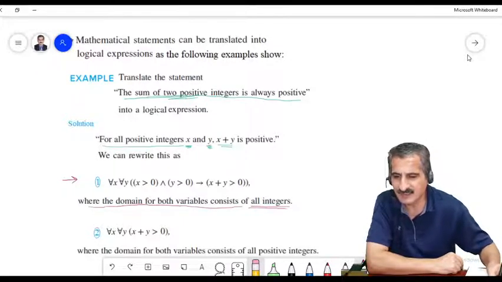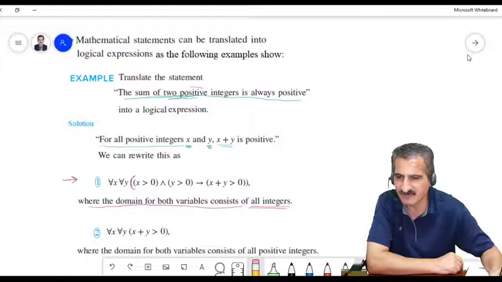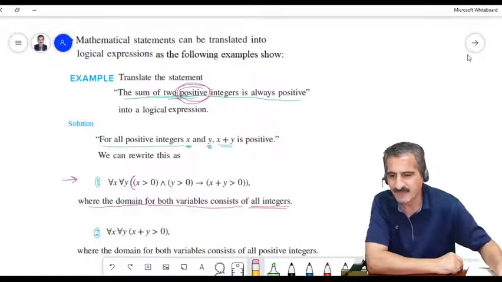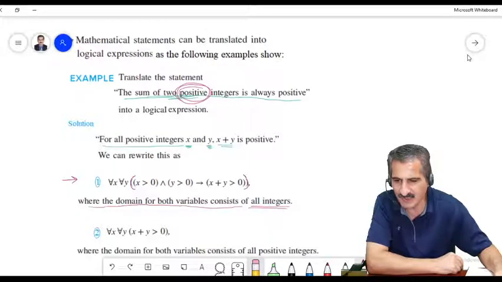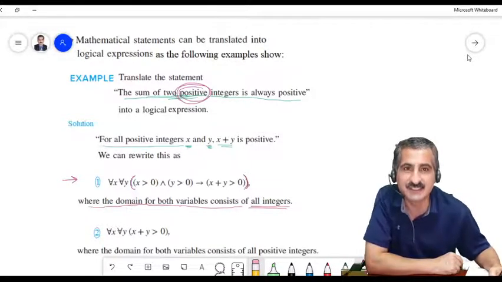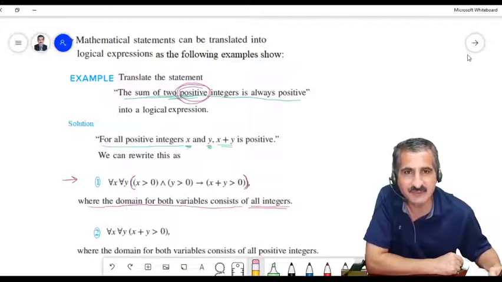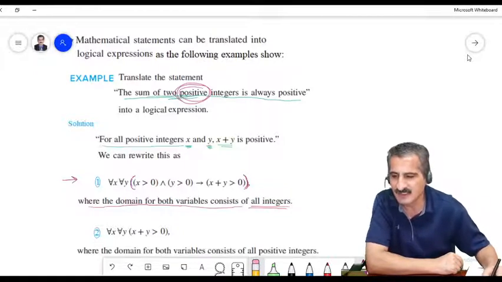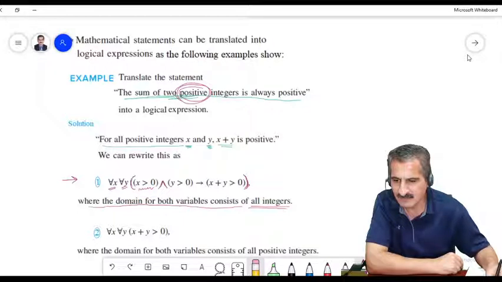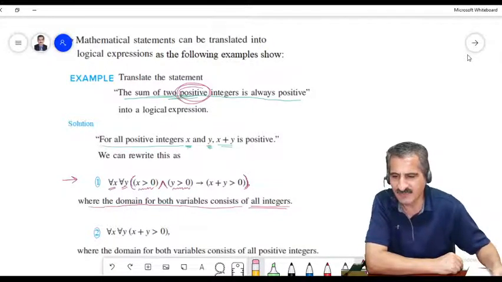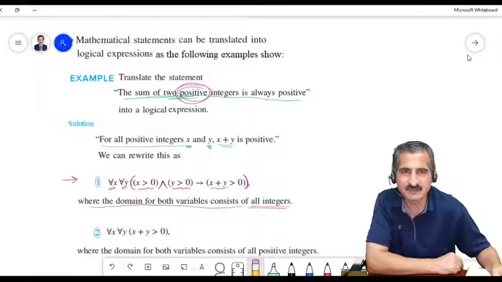So to say that x plus y is greater than 0, we need to specify, the problem says every two positive integers. Because now we are choosing x and y to be integers, they might be negative. So we need to specify that they are positive. The ones we are choosing are positive. So we will say for every x, for every y, such that x is positive and y is positive, we have the conclusion their summation is positive.